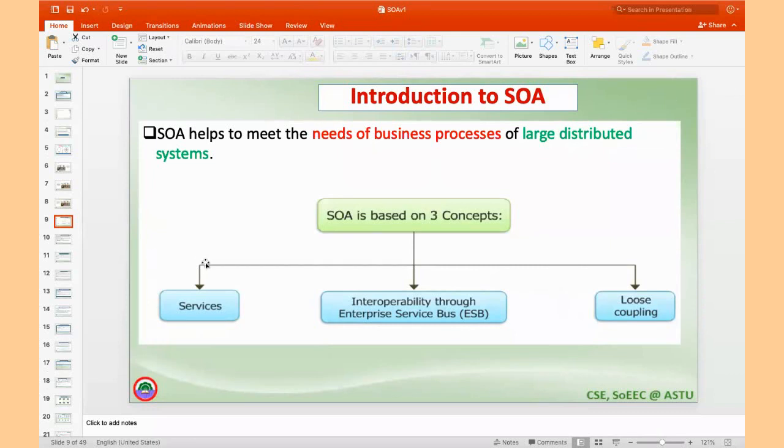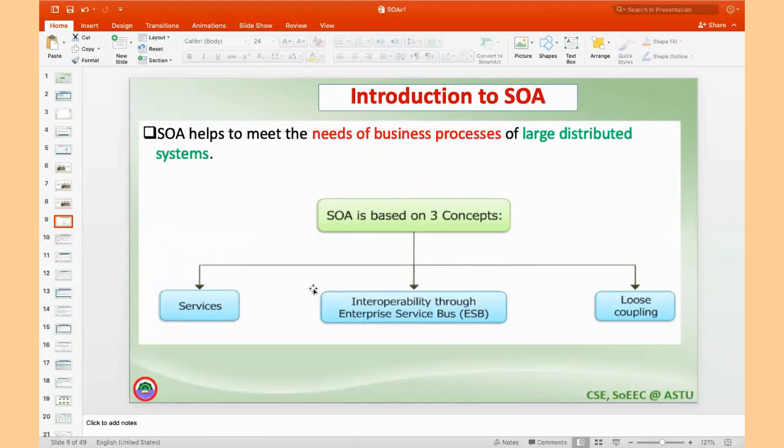If you take SOA, there are three core elements, three characteristics in SOA: service, ESB, and loose coupling. We have to understand what a service is, what the significance of ESB, the enterprise service bus, is, why we need ESB, and what the need for loose coupling is. Loose coupling is very important.